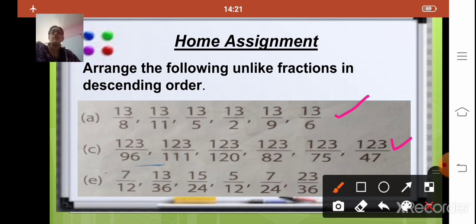Okay. So children, you have to practice a lot. Only then you will be able to solve the sums. Okay. So practice and do the home assignment in your homework part.